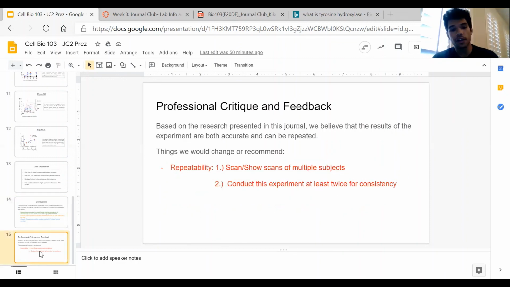Now, as far as the professional critique and feedback, my group and I felt that the research presented in this journal was both accurate and can be repeated. However, there were some things that we would change or recommend.